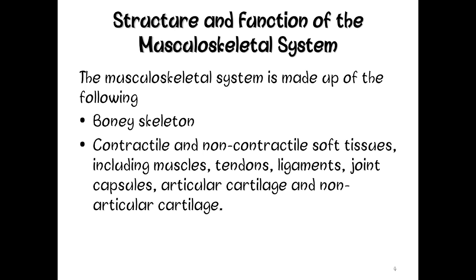So first of all, when one bone articulates with another bone, it forms a joint. Then the cartilage forms a padding at the end of bones. Then the muscles are attached to the bone with the help of tendons. Then the bones are held together with the help of ligaments. So these are all the structures.